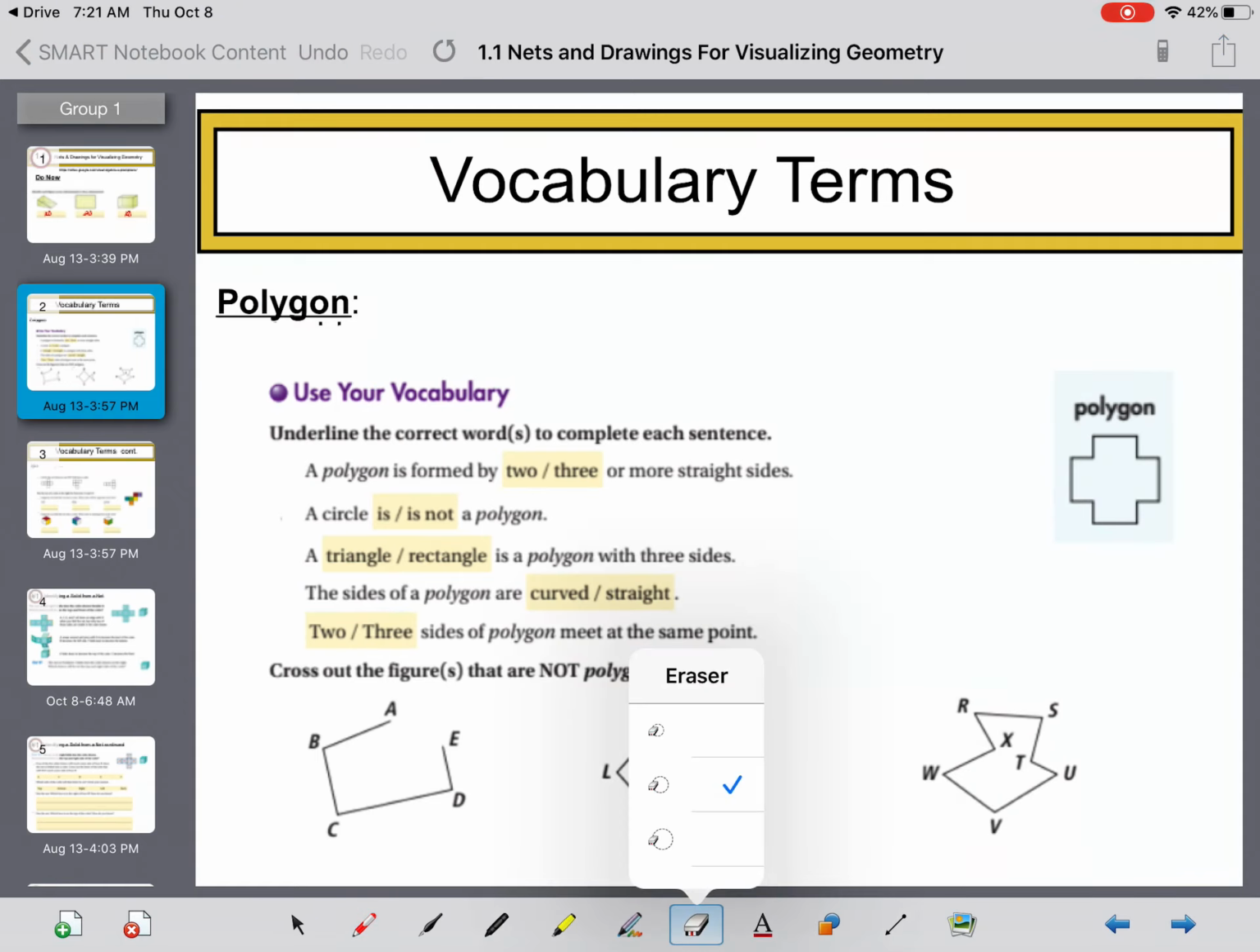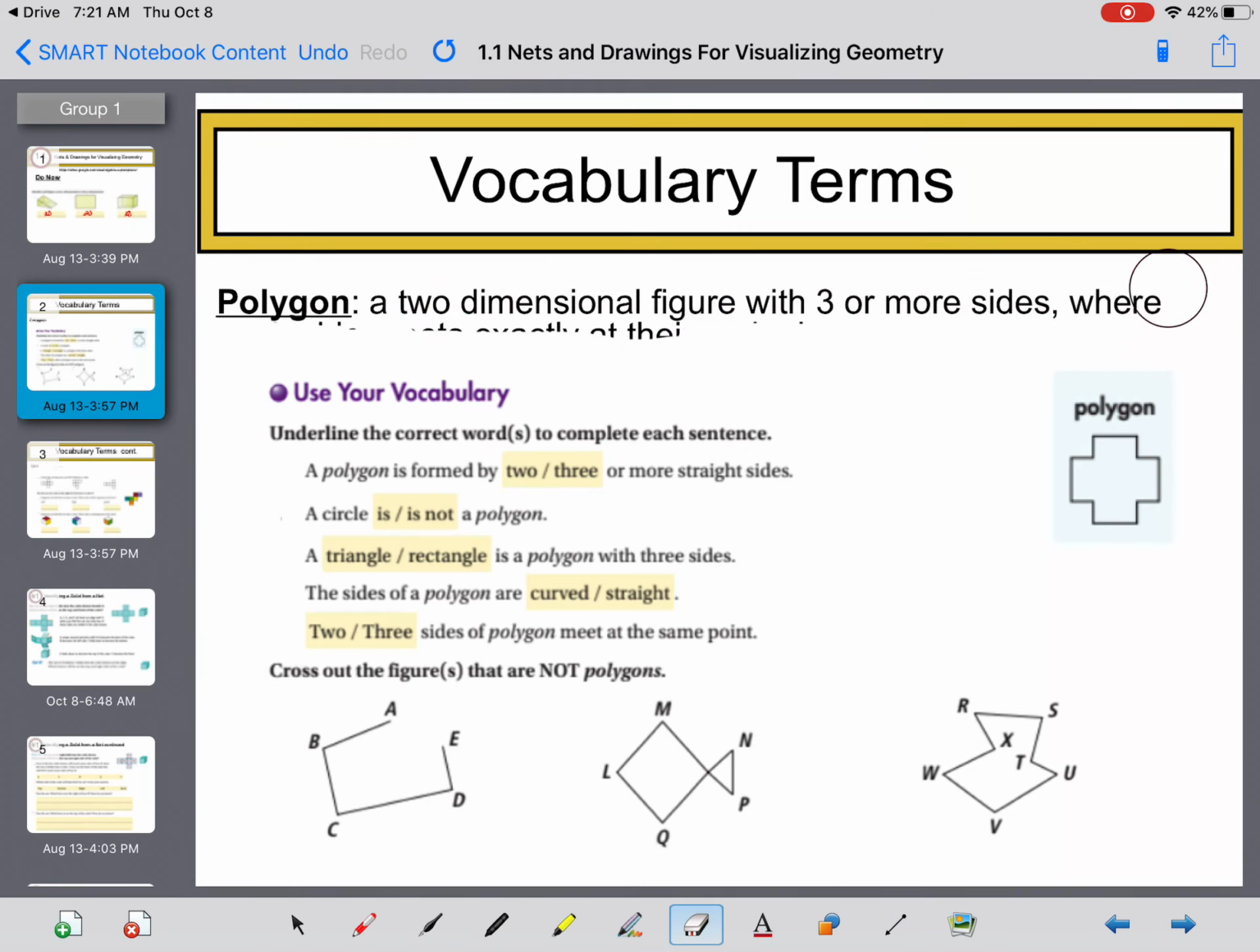All right, you got some vocabulary terms you got to fill in. A polygon, okay. It's a long one. It's a two-dimensional figure with three or more sides. Not only is it a two-dimensional figure with three or more sides, but each side meets exactly at their endpoints. Okay? This part is very important.